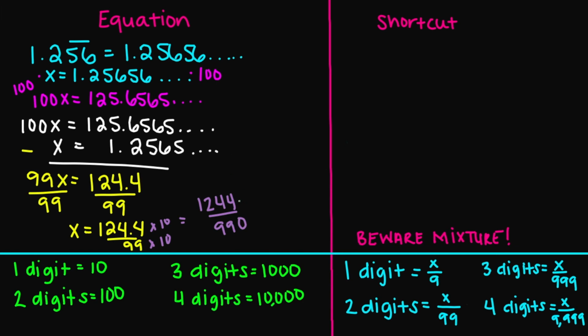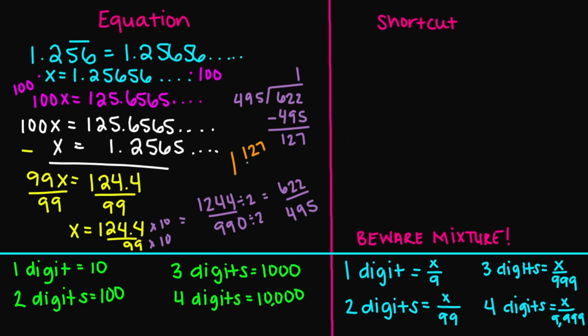And I can simplify this because the number 2 goes into both the numerator and denominator. So my numerator, you're going to get 622, and then your denominator, you're going to get 495. Since this is an improper fraction, let's go ahead and convert it into a mixed number. 495 goes into 622 one time. 495 times 1 is going to be 495. 622 minus 495 is going to equal 127. So as a mixed number, you're going to get 1 and 127 over 495.